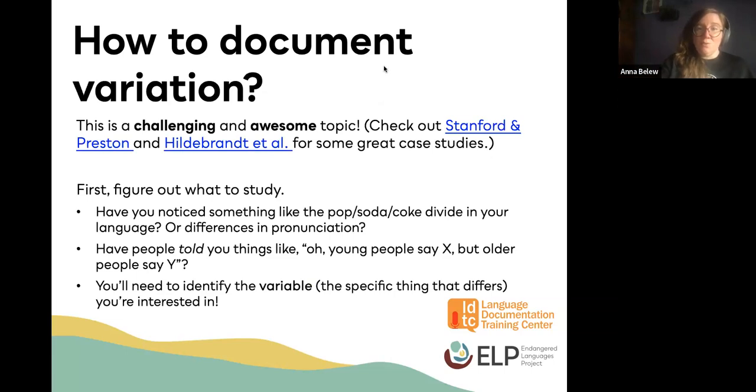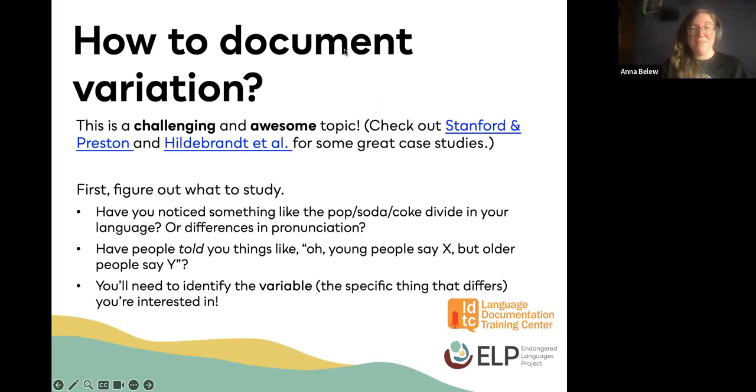And let's say you want to document variation within a specific language or whatever we want to call a language. So this again is how people talk differently. Maybe they use different words, maybe they pronounce things a bit differently. This is a really fun and interesting topic, I think.